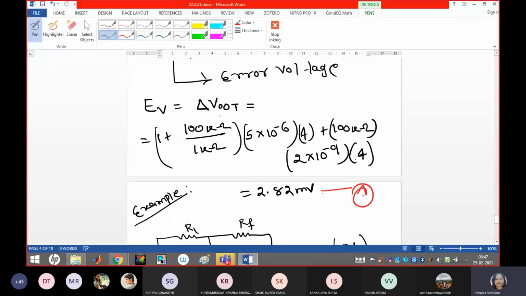This is the answer. In this way you have to solve, guys. If other questions are given to find out the error voltage with respect to time or temperature, whichever the data it has given, you have to proceed as per that. Okay.